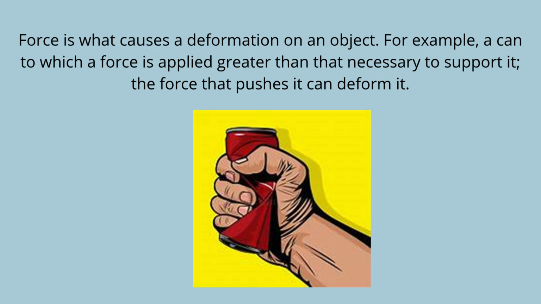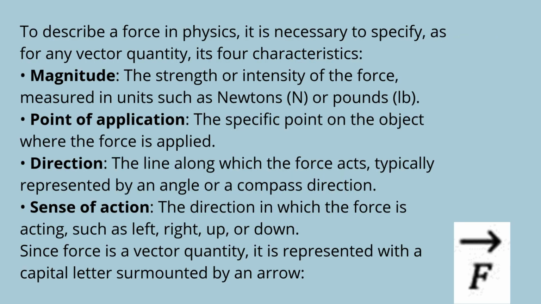For example, a can to which a force is applied greater than necessary to support it. The force that pushes it can deform it. To describe a force in physics, it is necessary to specify, as for any vector quantity, its four characteristics: magnitude, the strength or intensity of the force, measured in units such as newtons, N, or pounds, lb; point of application, the specific point on the object where the force is applied; direction, the line along which the force acts, typically represented by an angle or a compass direction; sense of action, the direction in which the force is acting, such as left, right, up, or down.